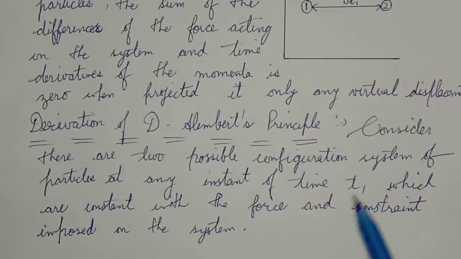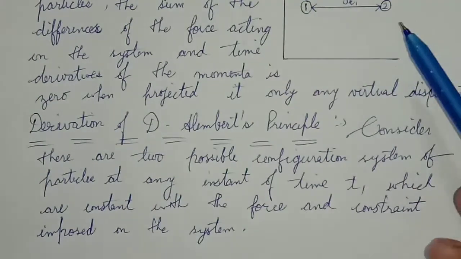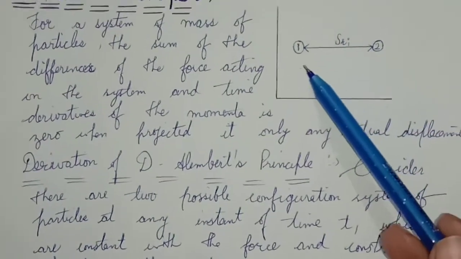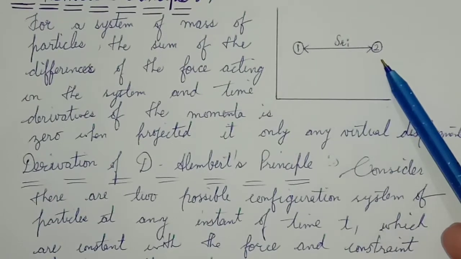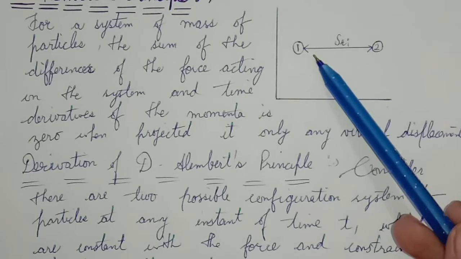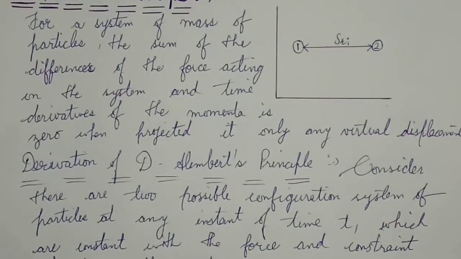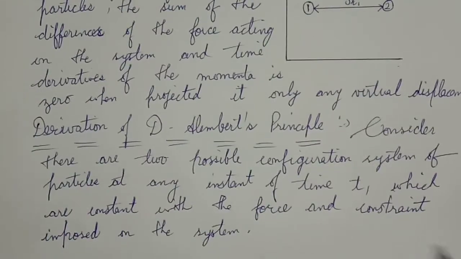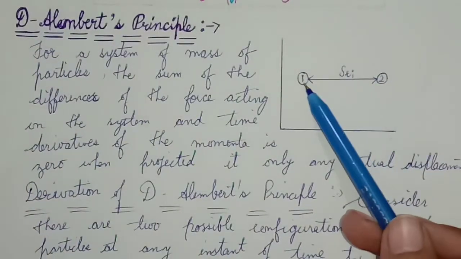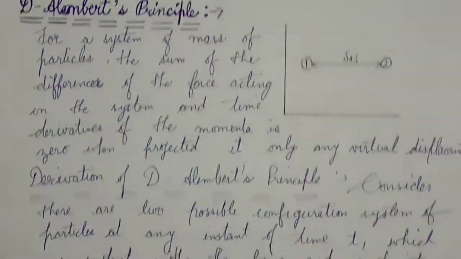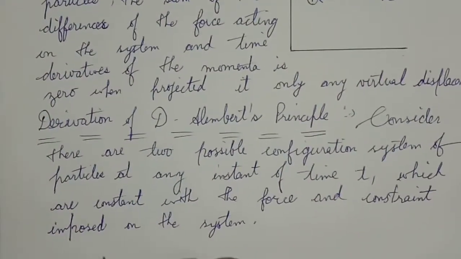That means this is our system and we take two possible configurations. We take two possible configuration at any time t when we apply force, which are constraint force and applied force. Now when we apply force, that means that particle moves from here to here.